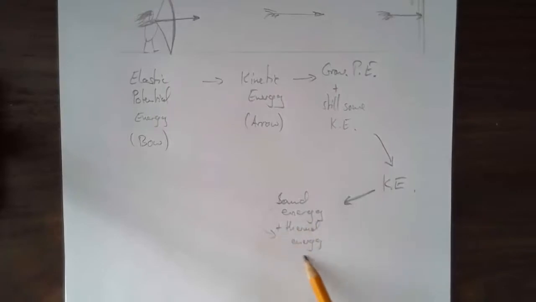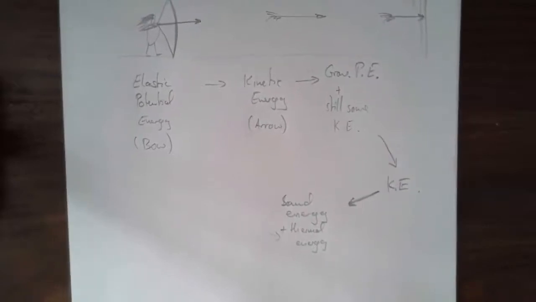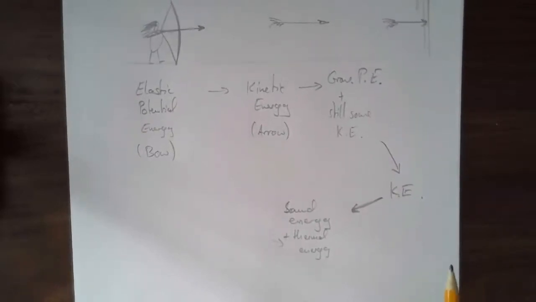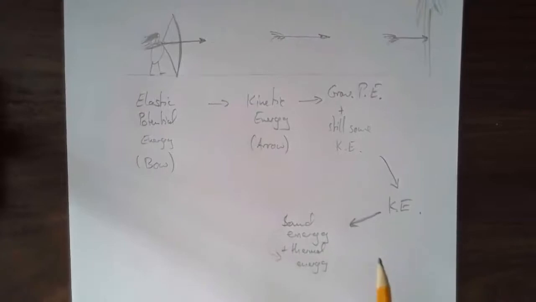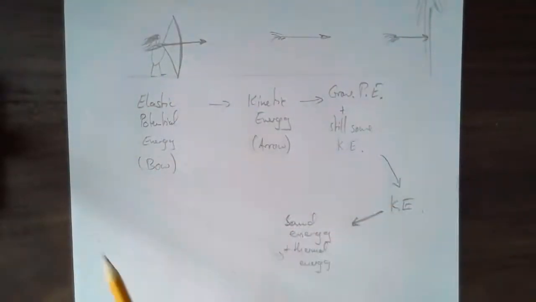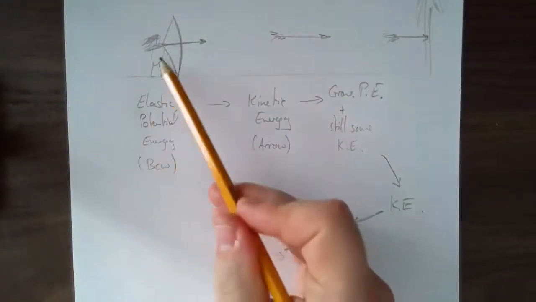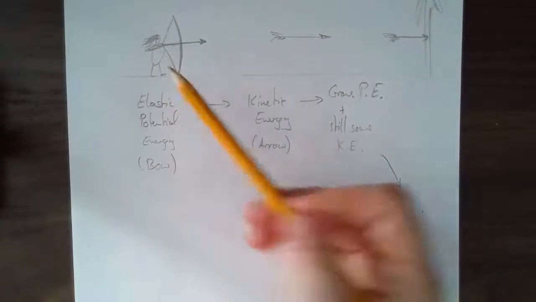Right? But often thermal energy is kind of the end result of some process that you might come across in day-to-day life. So this is an example of energy transformation. So I could go further back, of course. Where did elastic potential energy come from? Well, the archer was using their muscle, right? Their arm muscles to pull back the bow.